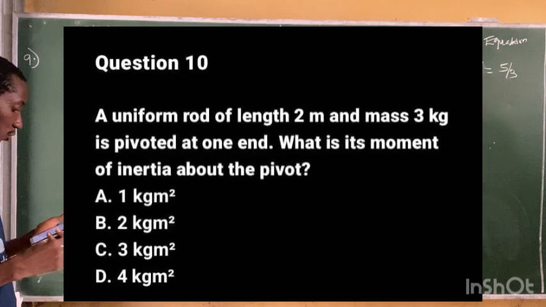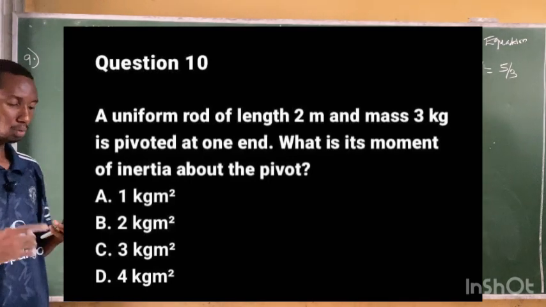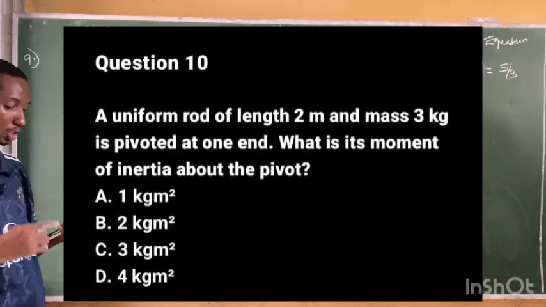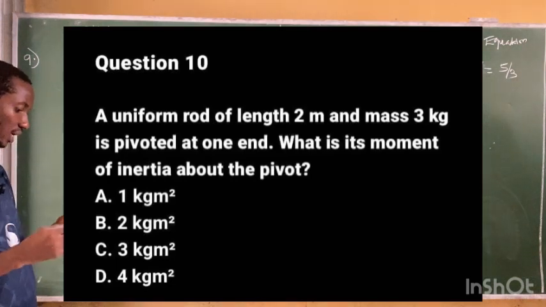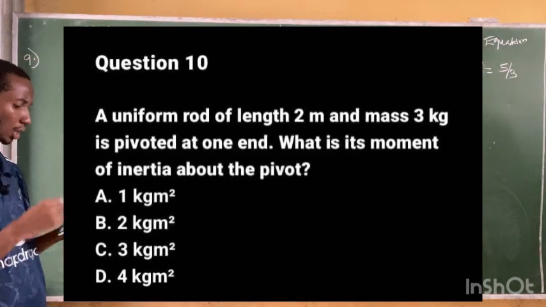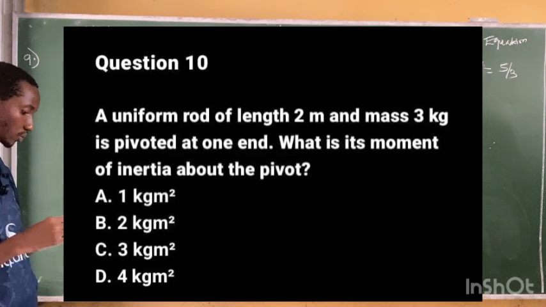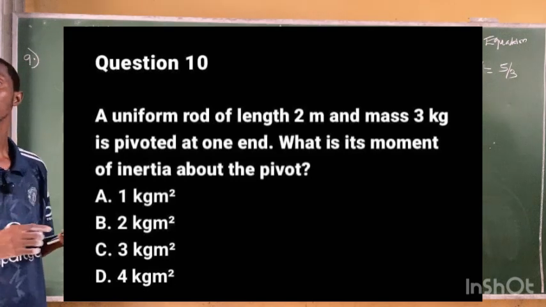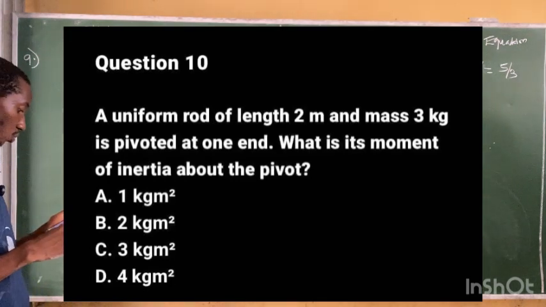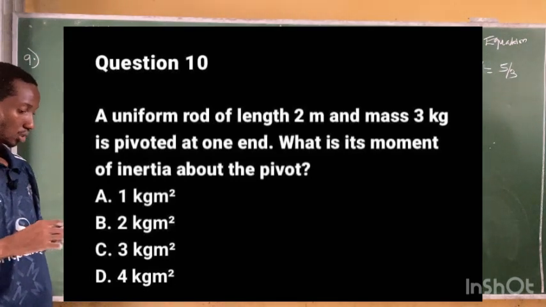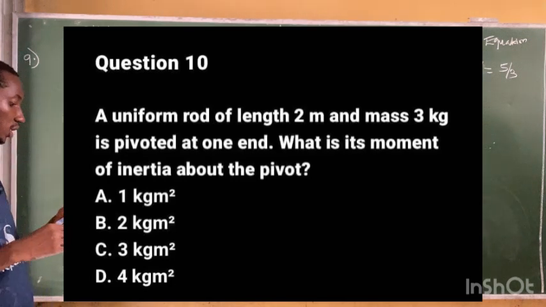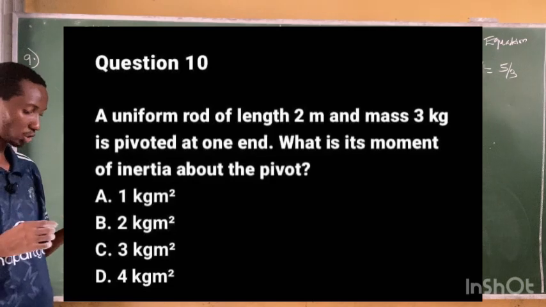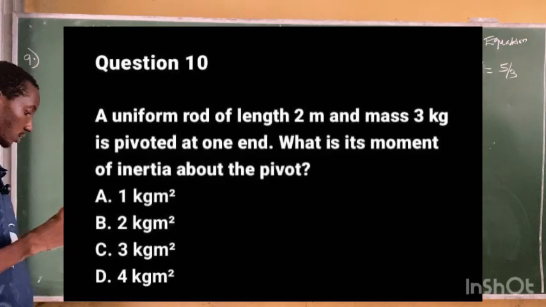Question 10 says a uniform rod of length 2 meters and mass 3 kg is pivoted at one end. What is its moment of inertia about the pivot? A, 1 kg meter square. B, 2 kg meter square. C, 3 kg meter square. And D, 4 kg meter square.